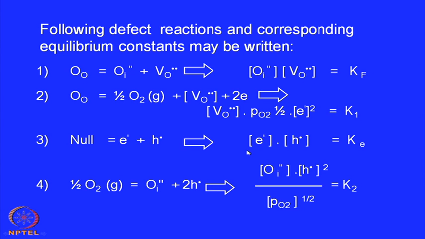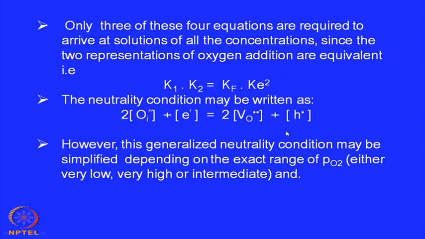That is why this has been written like that, and the neutrality conditions may be written as follows. These are negative charges: oxygen interstitial as well as electrons are negative charges. Oxygen interstitial has 2 charges and this is a 1 charge, and this is also a positive charge. So, positive charge is on the one side and negative charge on the other side, that will be the neutrality condition. So, this must be maintained all the time, because the material is electrically neutral.